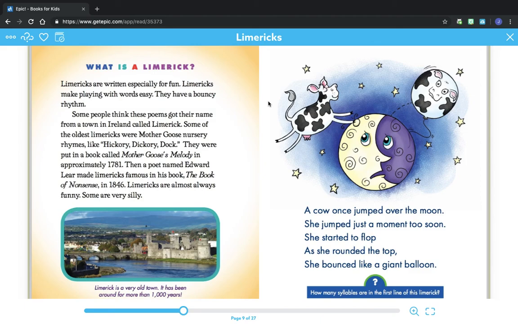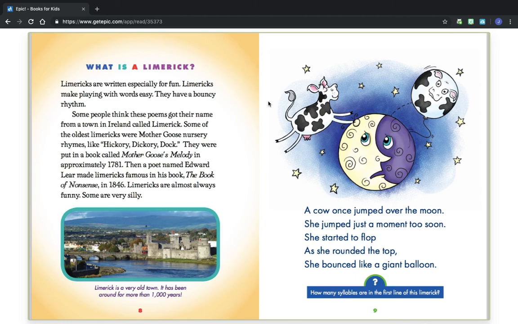So let's get into what a limerick is, okay? So limericks are written especially for fun. They have a bouncy rhythm, just like we said in the beginning. Some people think these poems got their name from a town in Ireland called Limerick. Some of the oldest limericks were Mother Goose nursery rhymes like Hickory Dickory Dock. They were put in a book called Mother Goose's Melody in approximately 1781.